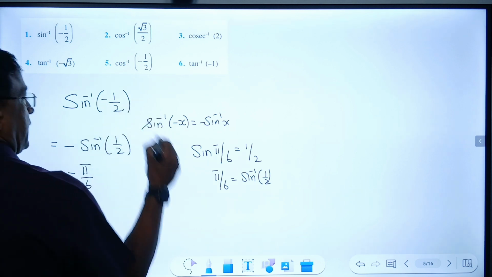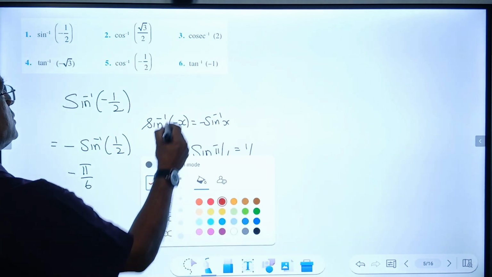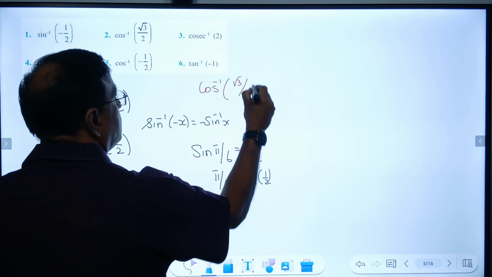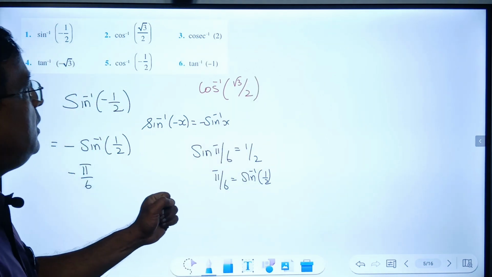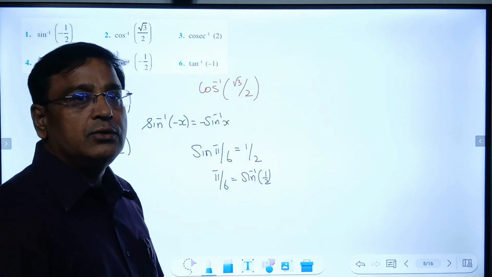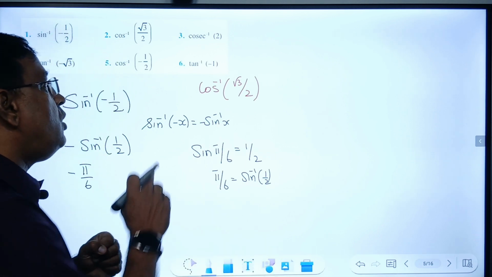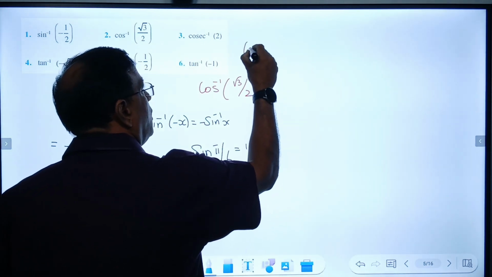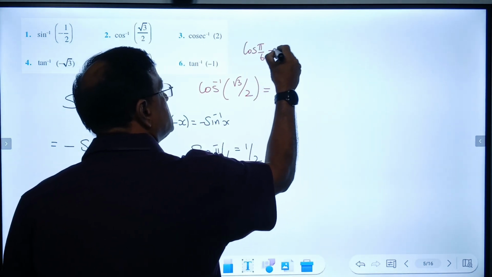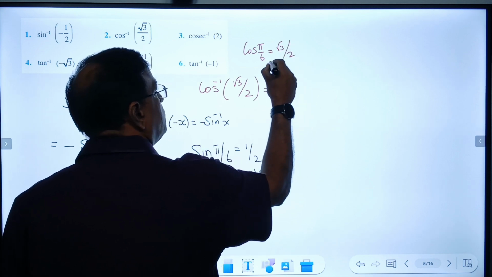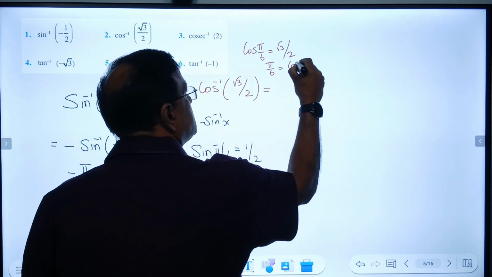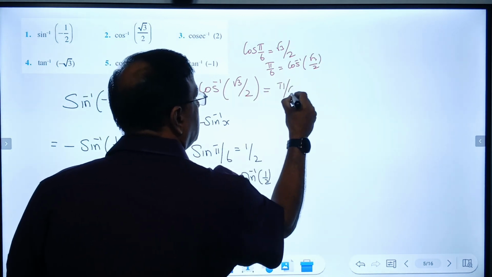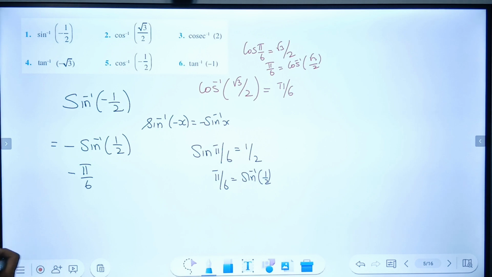Now let's go to the second question. What is the second question? The second question is cos inverse of root 3 by 2. Here there is no hassle for me, but there is no negative sign. So all that I need to do is cos of what is root 3 by 2. You know, cos pi by 6 is root 3 by 2. So what is pi by 6? Cos inverse of root 3 by 2. So what is the answer? Pi by 6. Very simple, straightforward.